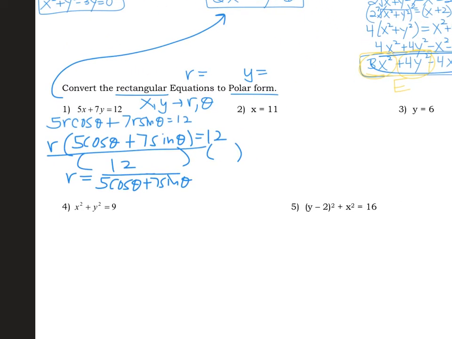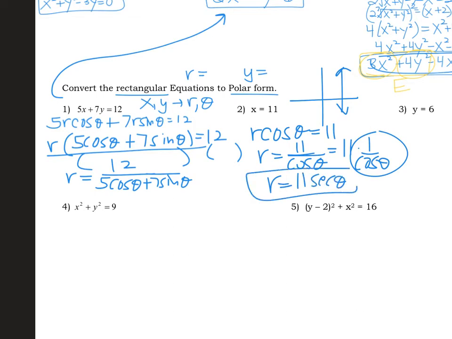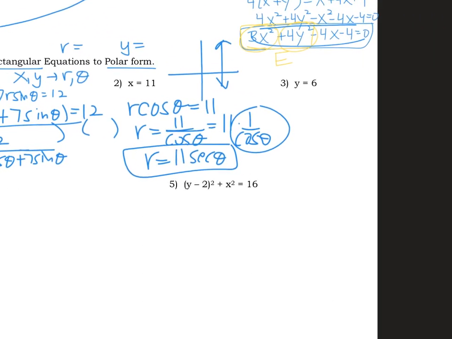Okay, how about x equals 11? x equals 11 is a vertical line through 11. What does that look like in polar graph? Well, x is equal to r cosine theta, and so we'll solve for r. And I want you to go one step further because this is 11 times 1 over cosine. But what is 1 over cosine? Yep, it's secant. That's the correct answer at the end.